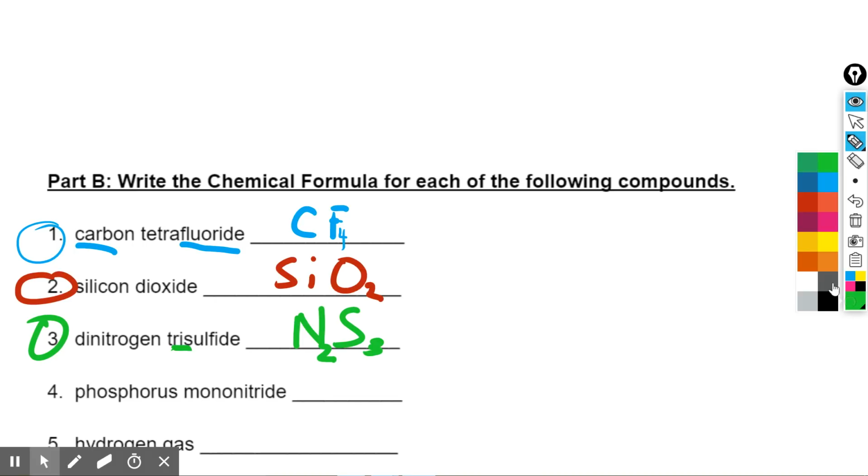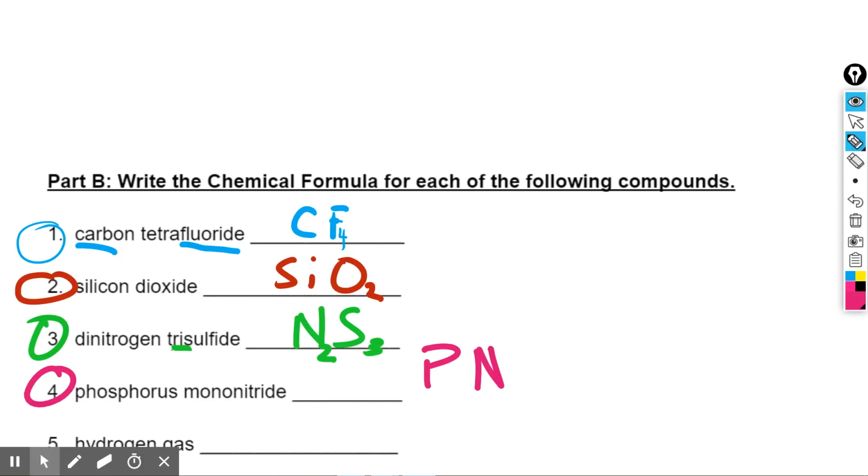Number 4, how about this pink color? Number 4, phosphorus mononitride. And we've got no prefix on phosphorus, so we don't write a subscript. And we've got mono, which is 1, and we don't write 1. So PN. And the last one, hydrogen gas. That's really more of a chemistry thing. It's H2, and I won't be asking you questions like that when it's a single element on your test in 9th grade.